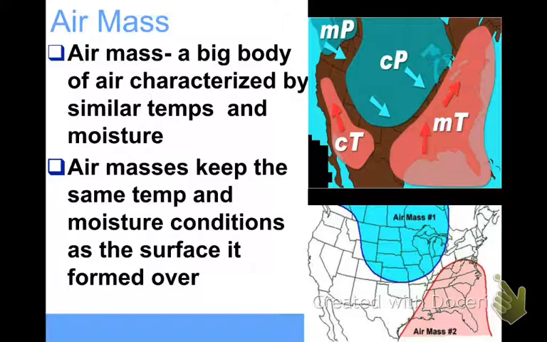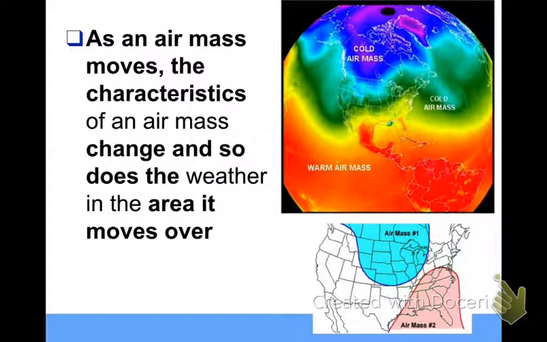So moving right along. Air mass moves, the characteristics change, and so does the area it moves over. This is what I was telling you about earlier. If you are a cold, dry air mass from Canada, and it starts to move down towards the U.S., then the places that it's moving over are going to become colder and drier. Now, as that air mass continues to move, it's going to eventually start to not become as strong, and therefore it's going to start to warm up the further south it moves, and it's going to start to pick up a little bit more moisture. So as it moves, eventually its characteristics will change.